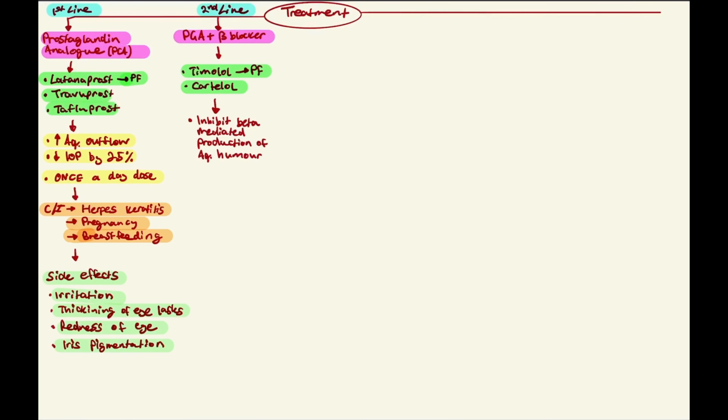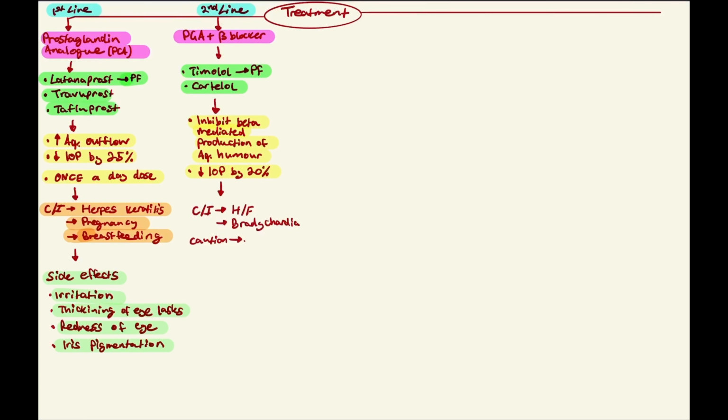Beta blocker eye drops work by blocking beta-stimulated production of aqueous humor by the ciliary epithelium, reducing intraocular pressure by around 20%. Despite beta blockers being used topically in the form of eye drops, they can still reach the body systemically, so are contraindicated in patients with uncontrolled heart failure, bradycardia, and prescribed cautiously in patients who have asthma.